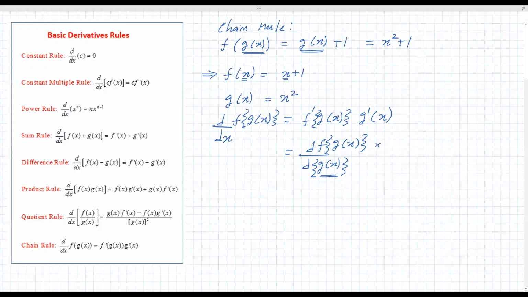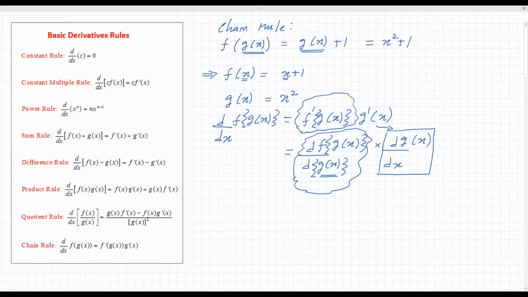Multiply it by g dash x, that would be d dx of g. So this part is this, and this part is this. Now, theoretically, this is a little rigorous, but in my next video, I'm going to concentrate on this more, and then I'll show you a few tricks so that you can easily understand how to use the chain rule for composite functions.